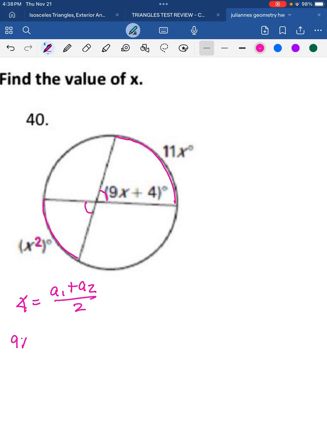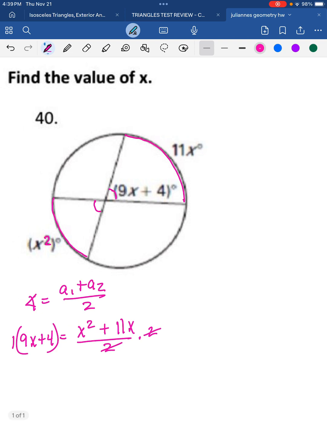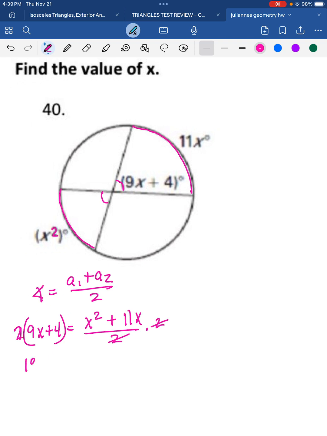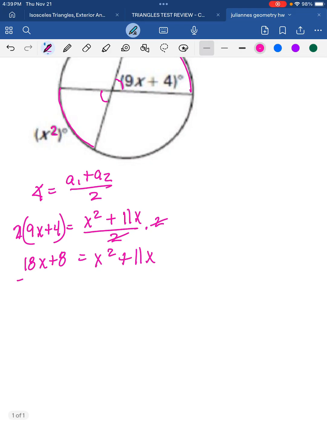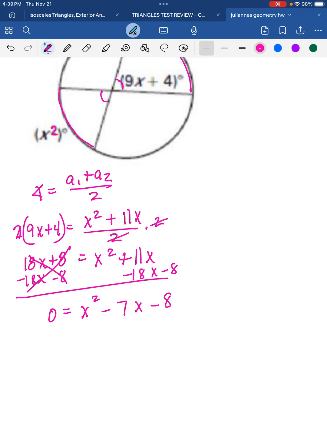So I know the angle is 9x plus 4. The first arc is x squared plus the second arc is 11x, and then divide by 2. So if we multiply by 2 to get rid of the fraction, that gives me 18x plus 8 equals x squared plus 11x. So I'm going to move everything over. If I subtract 18x and subtract this 8, this gives me 0 equals x squared minus 7x minus 8. So now I can factor.